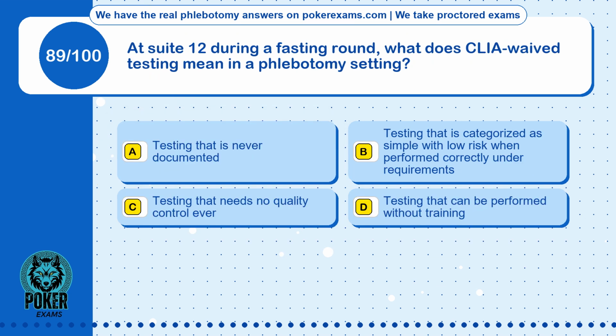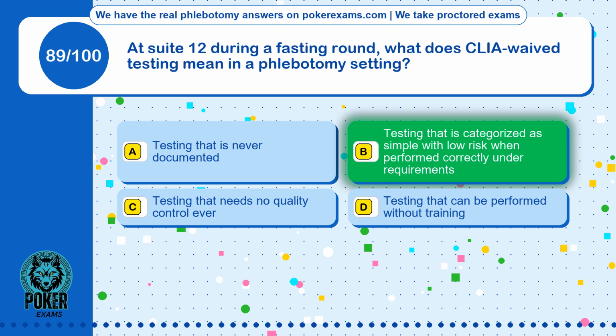Question 89. At Suite 12 during a fasting round, what does CLIA waived testing mean in a phlebotomy setting? Option A, testing that is never documented. Option B, testing that is categorized as simple with low risk when performed correctly under requirements. Option C, testing that needs no quality control ever. Option D, testing that can be performed without training.